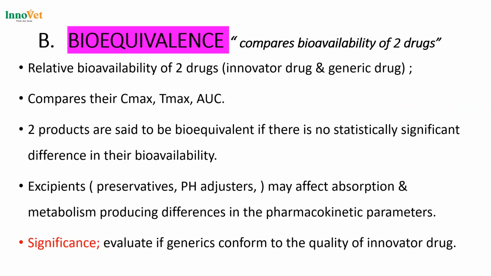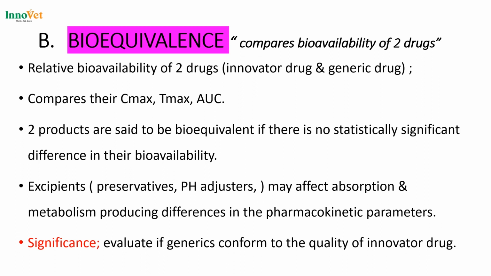So now we shall move on to the second pharmacokinetic parameter, which is known as bioequivalence. So this is simply the relative bioavailability of two drugs. And these drugs are the innovator drug and the generic drug, which we are going to understand more in the next slides. So simply, bioequivalence compares the bioavailability of two drugs. We have seen what bioavailability is in the previous session. So it will compare their peak plasma concentration, the time taken to achieve this peak plasma concentration, and also their area under the curve.